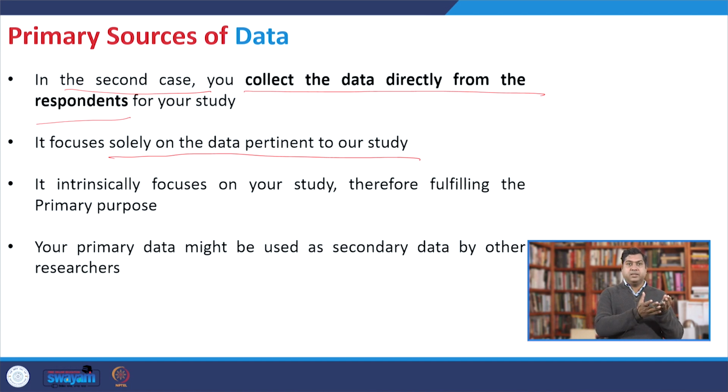In that case, if you rely on the census data, there is a huge amount of information. Maybe only I need the child population data, I have to extract it. But when you go for a primary survey, you are not going to collect the information which will not be required for your survey. So that is another key point as a researcher we should understand.